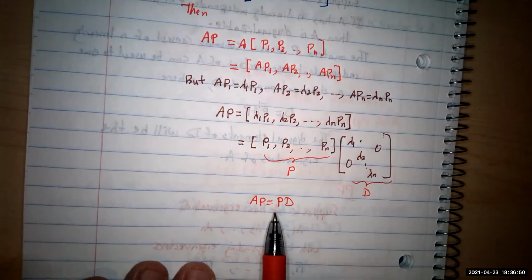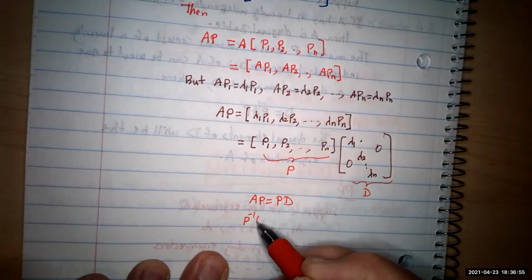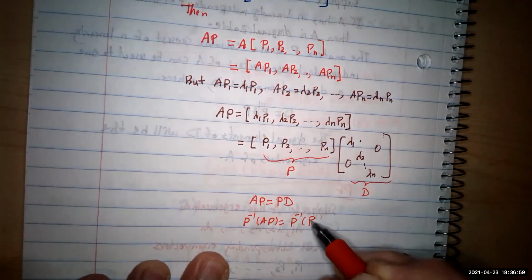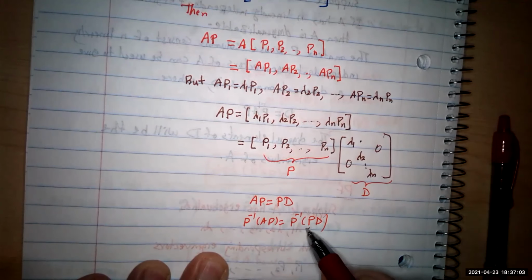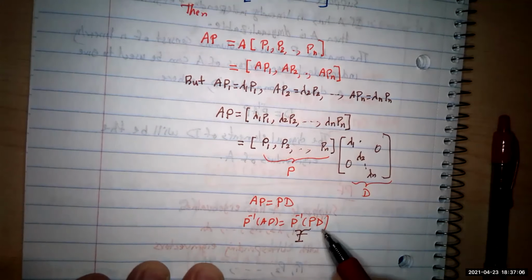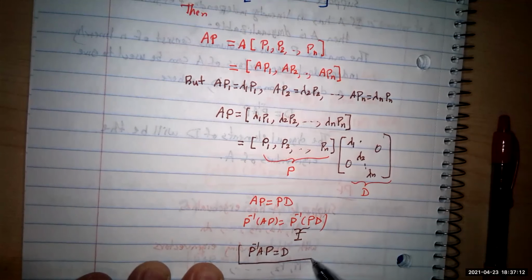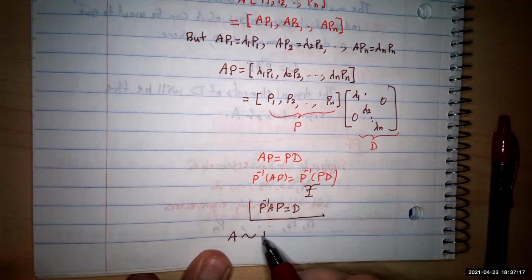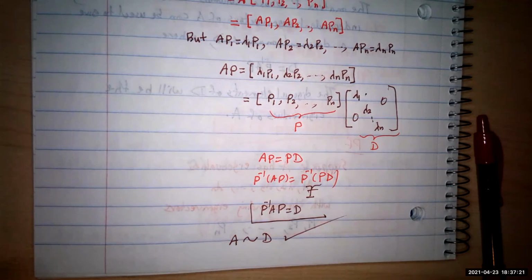P is invertible, so if you multiply both sides by P inverse, you get P inverse A P equal to P inverse P D. This part is an identity, and so we get P inverse A P is equal to D. So A is similar to D. Very nice proof, very nice one.